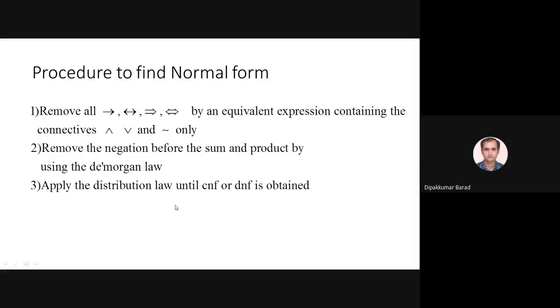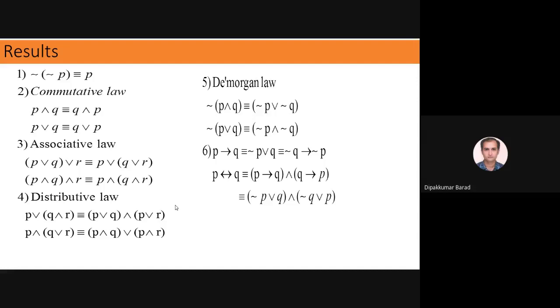Okay, so the results here: not of not P is equal to P. Commutative law: P and Q is logically equivalent to Q and P, P or Q is logically equivalent to Q or P. So these are the commutative laws, associative laws, distributive laws, and De Morgan laws, and all these are logically equivalent.